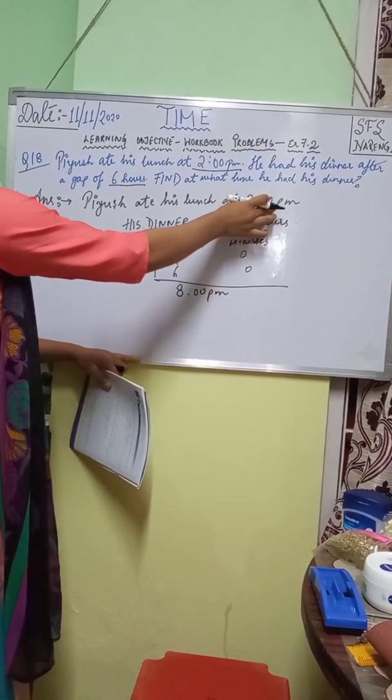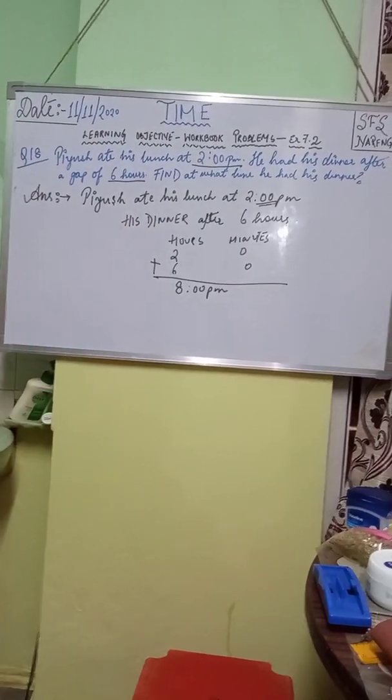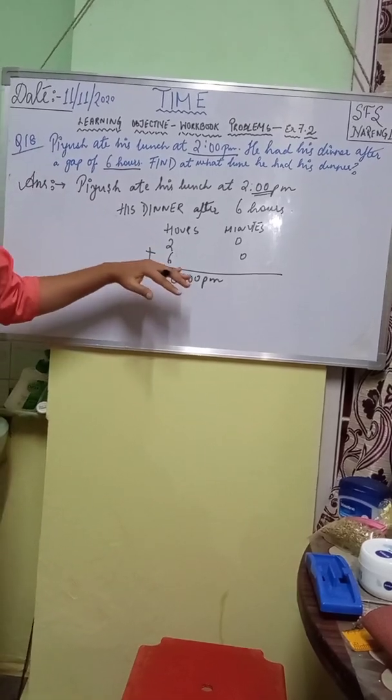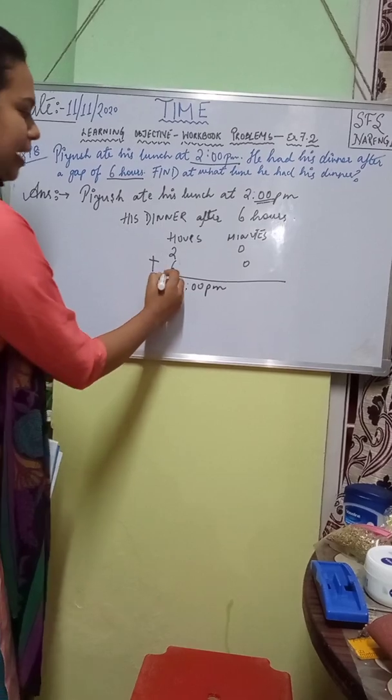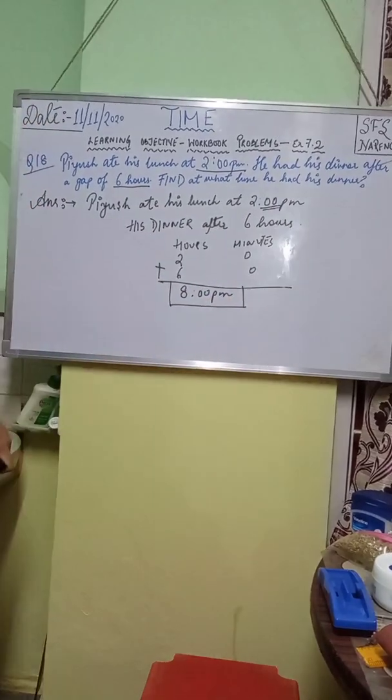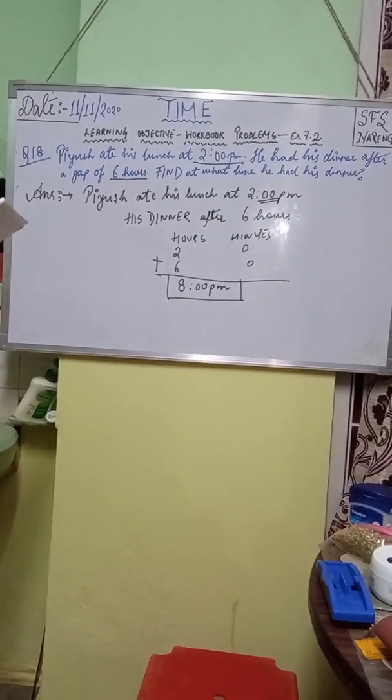You understand p.m., right? He had his lunch at around 2 p.m. So after exactly 6 hours he had his dinner. So he had his dinner at 8 p.m. Okay, that is your answer. So what is your answer?